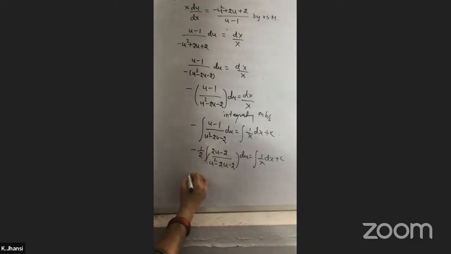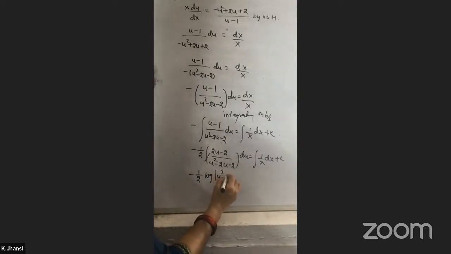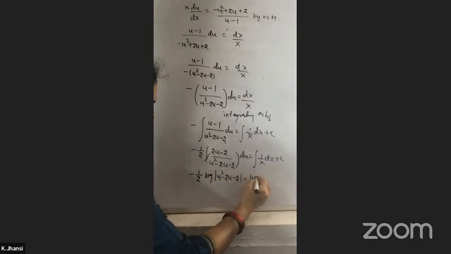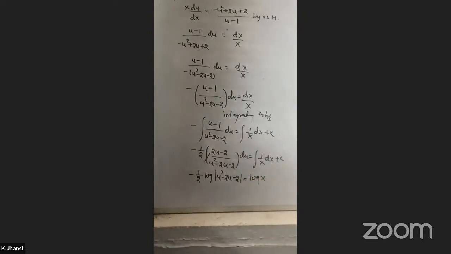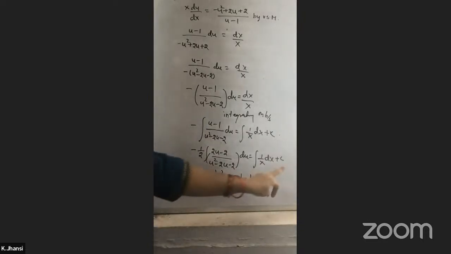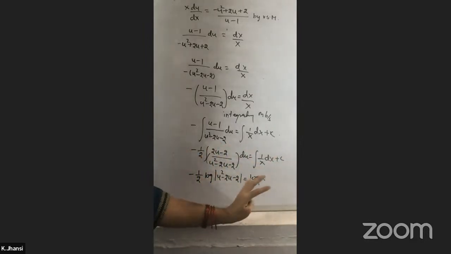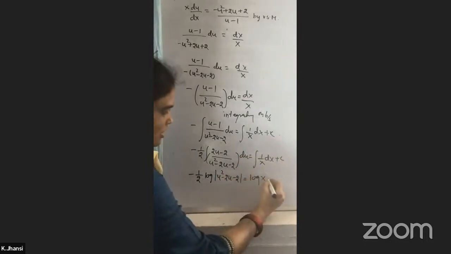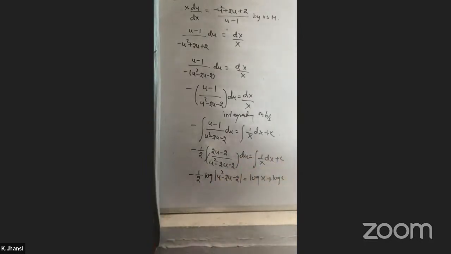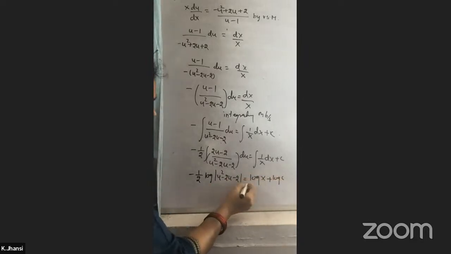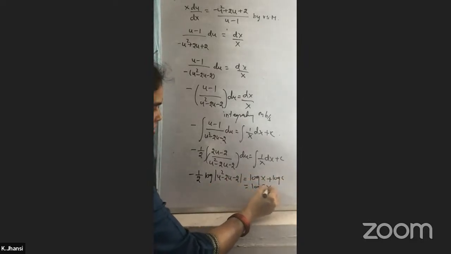So now we can write it as minus 1 by 2 log of u square minus 2u minus 2 is equals to log x. Okay. Log x here, whenever in the integration, this is actually the constant of integration. You know already from the definition of the indefinite integration. So here when you get log terms on the right hand side and left hand side, then you can write the constant C as log C. So log A plus log B means it will be log Cx.